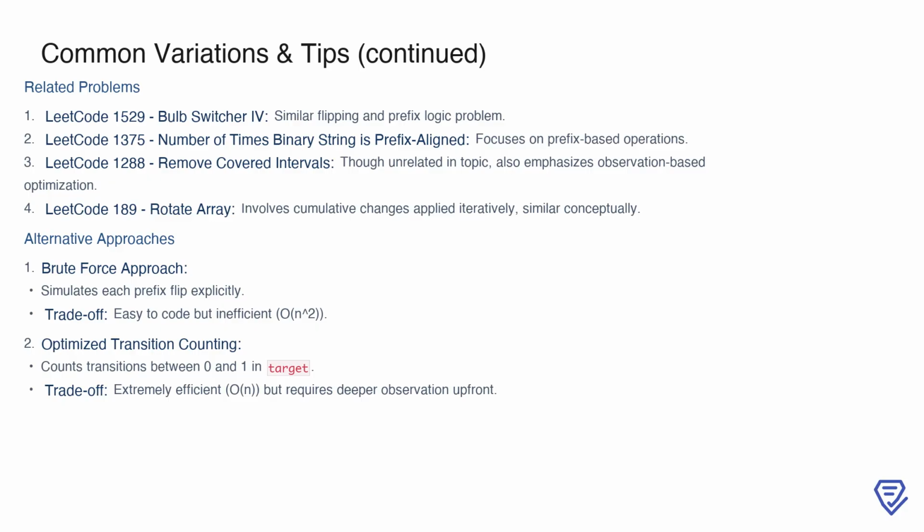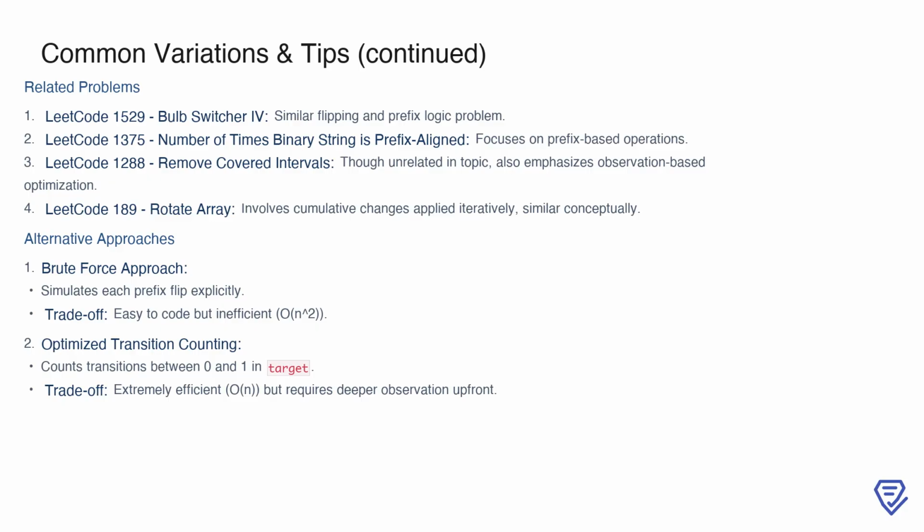Another valuable problem to consider is LeetCode 1288, Remove Covered Intervals. While it's not directly related to flipping bulbs, it emphasizes observation-based optimization, which is a transferable skill. Lastly, LeetCode 189, Rotate Array, involves cumulative changes applied iteratively, and though conceptually different, it shares some similarities in how states evolve over multiple steps.